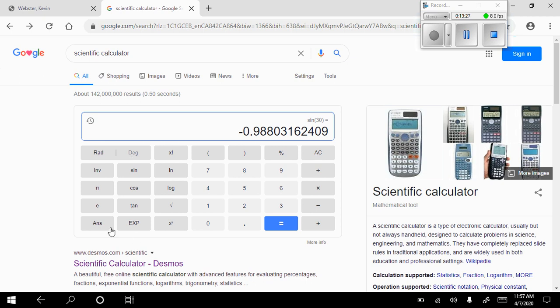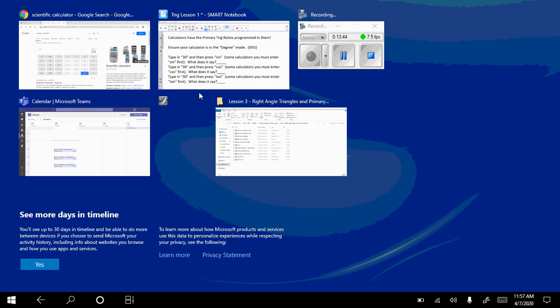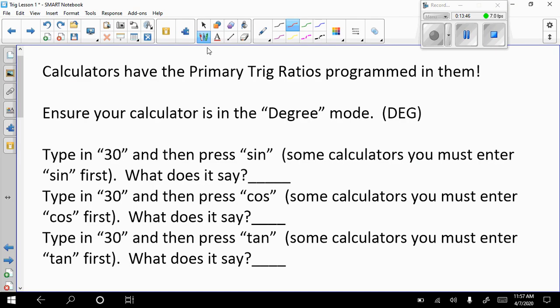So let me do this one more time. I'm going to clear it, and I am going to make sure I'm in degrees. Here we go, one last time. I hit sine, I hit 30, and I hit equals. There it is. So it gives me 0.5. Let me go back, and sure enough, I can put a 30 in here.